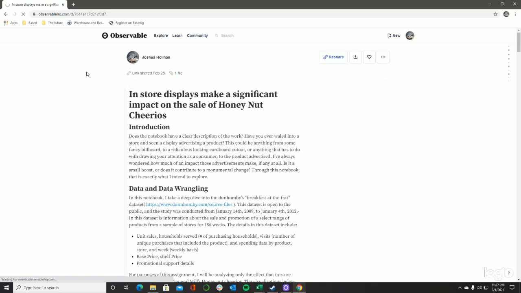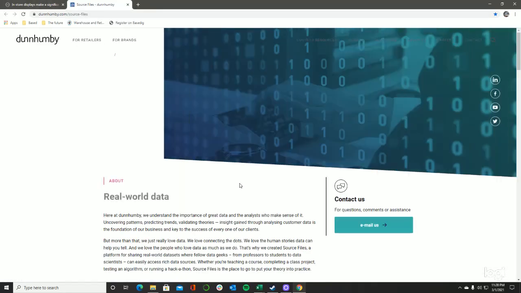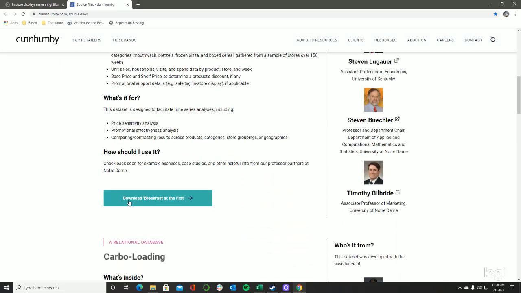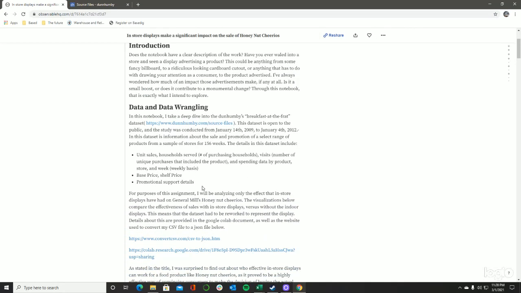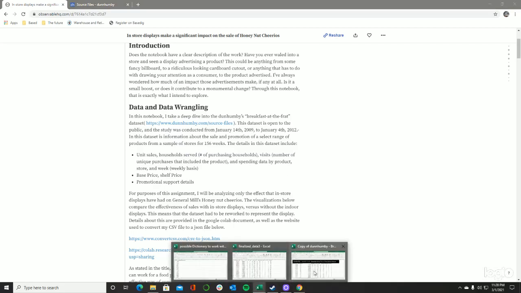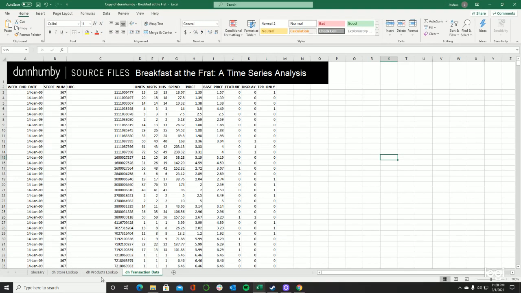If you go onto this website, you can very clearly see where the data comes from, as it's available through Breakfast at the Frat, which is the original name of the data set. You can go and download it and take a look if you're curious. It's broken down into a number of different categories, which I will show you in the copy of dunnhumby that I just downloaded.